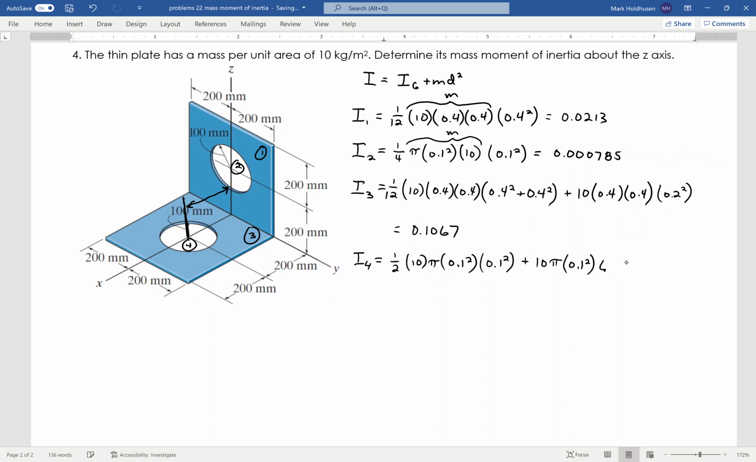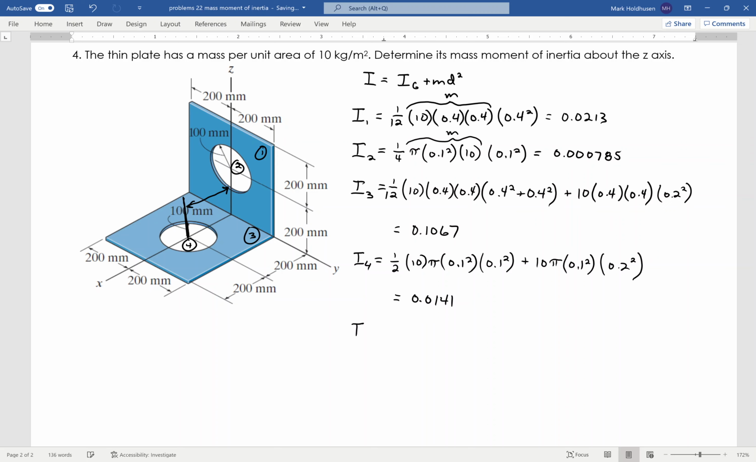Oh man, screwed that one up. Let me, 200 squared, just like that. So that's mass times distance squared, where that distance is from the z-axis to the center of my circle there. Okay, and then from that, in that orientation, I get a moment of inertia of 0.0141, which is the one I accidentally wrote down incorrectly last time.